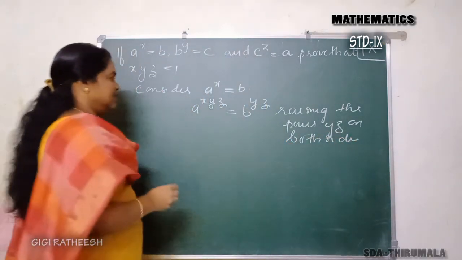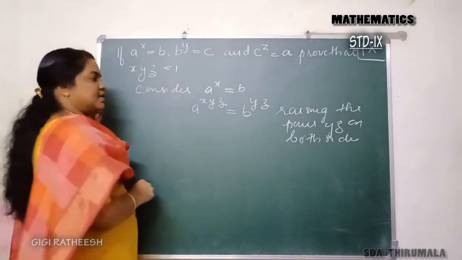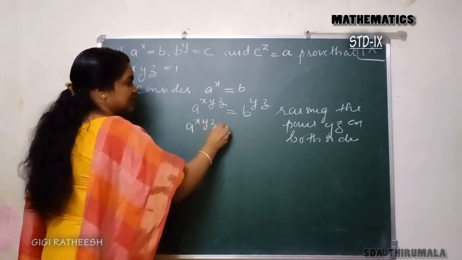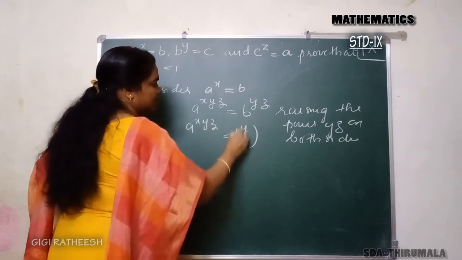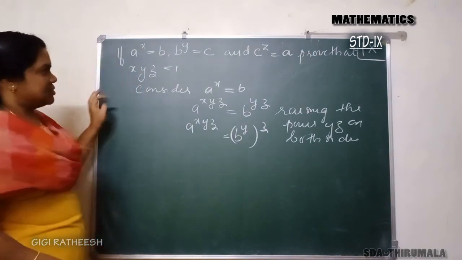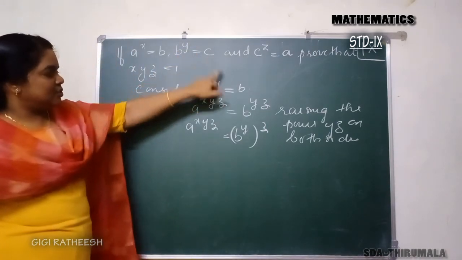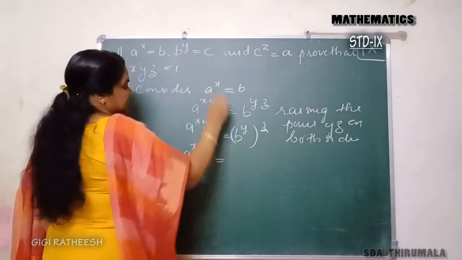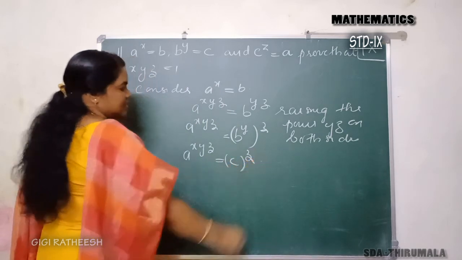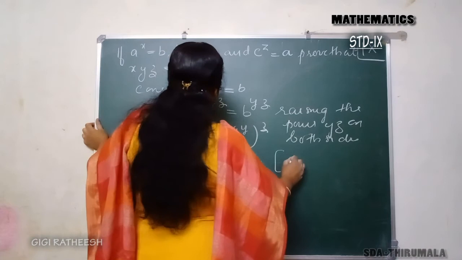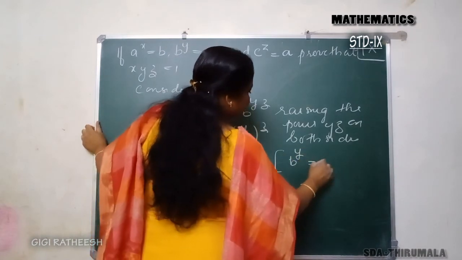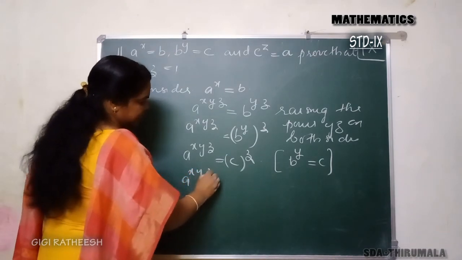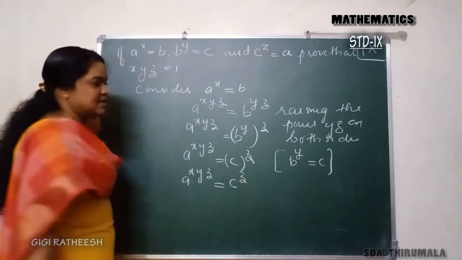That is how we get a raised to xyz is equal to b raised to yz, and then a raised to xyz is equal to b raised to y, the whole raised to z. What is b raised to y? b raised to y is equal to c. Substituting the value, a raised to xyz is equal to c raised to z.